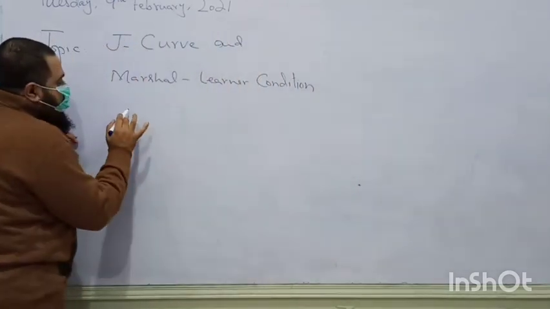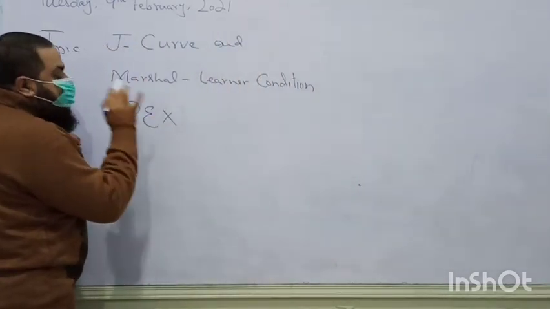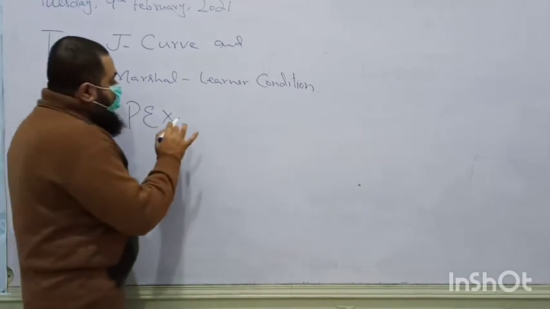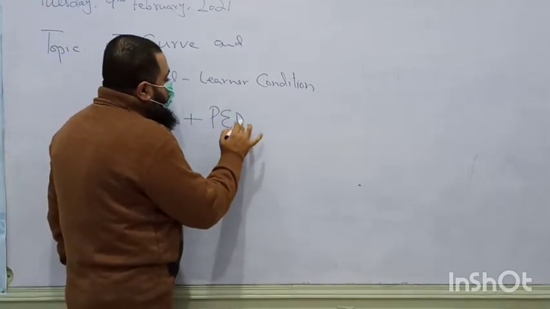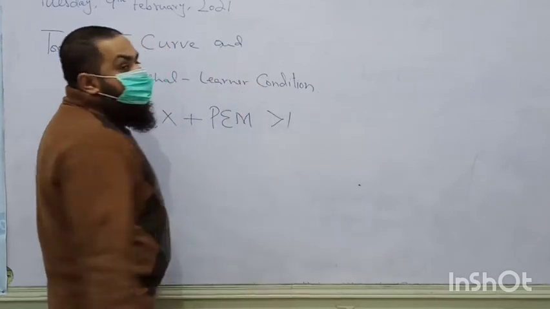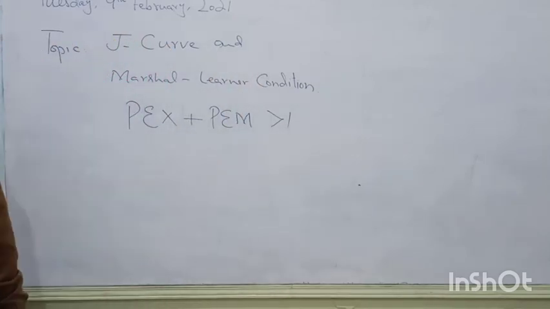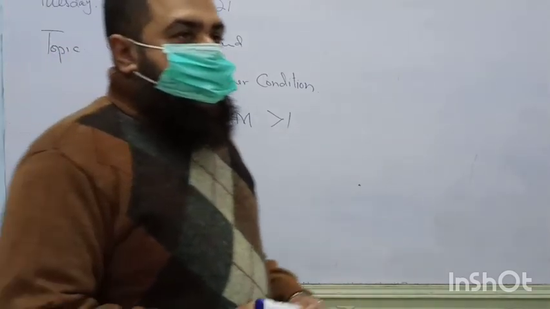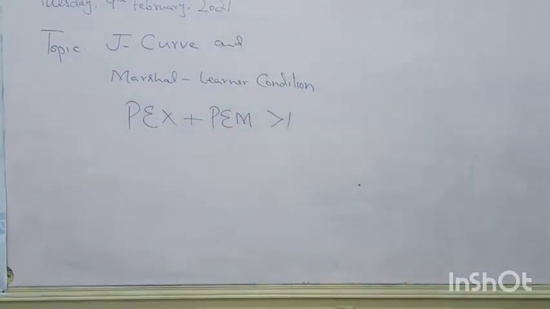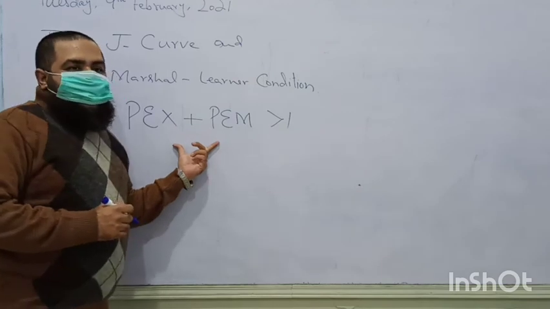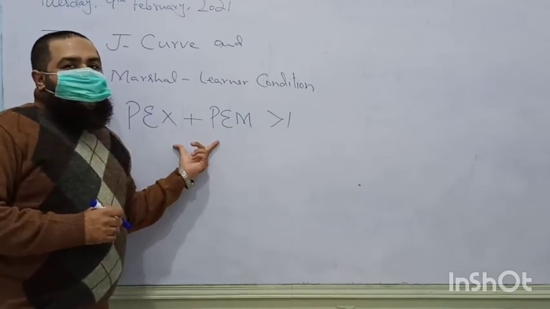This condition is that price elasticity of exports plus price elasticity of imports, both in combined form, they should be greater than 1. If this condition is fulfilled, then the depreciation of exchange rate will help the country to be out of this trade deficit. Clear? So what happens? Okay, now I am going to elaborate this thing. How will it work? Clear?